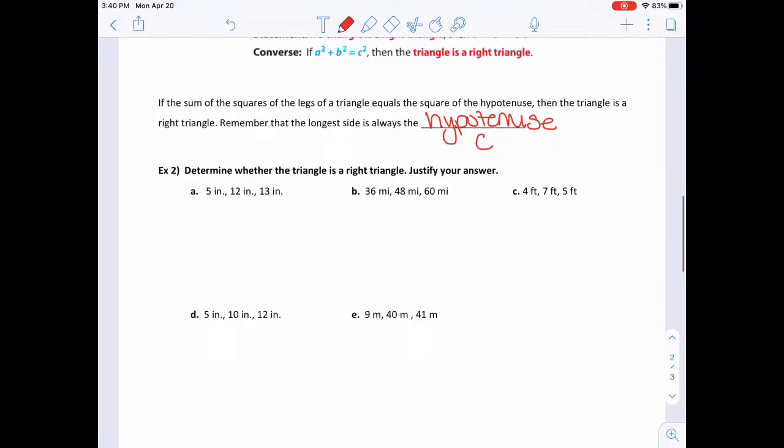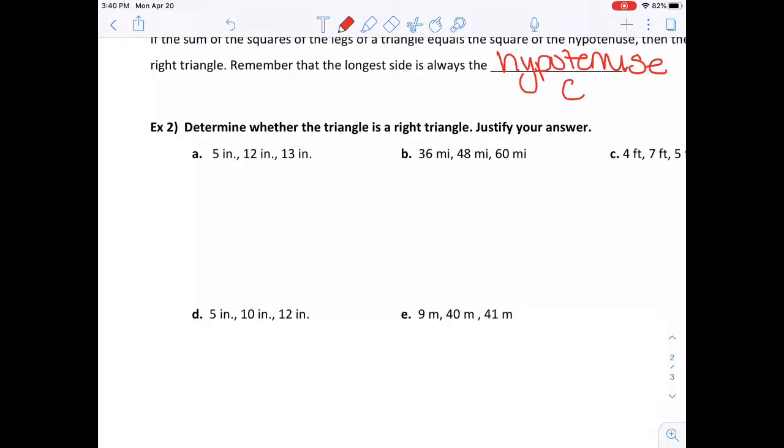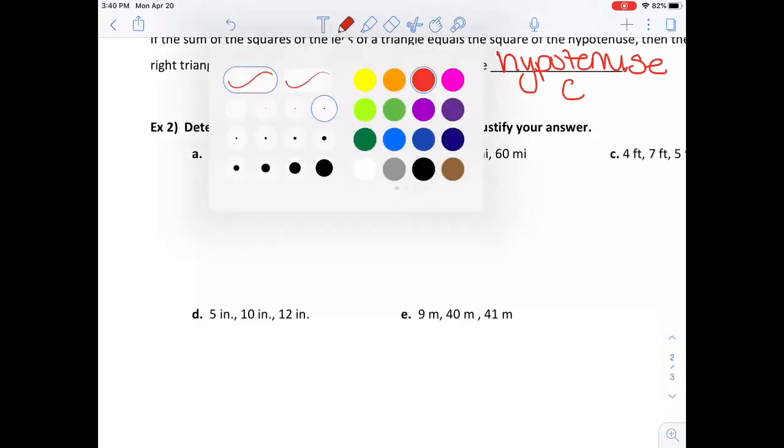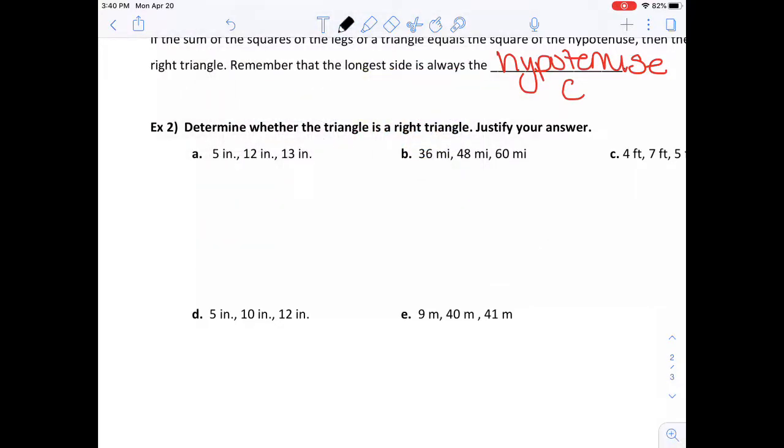Okay, so if you're just given some values, sometimes you're given the triangle, so you can pretend that these are side lengths of a triangle that's already given to you. But in this case, they didn't draw the picture, but we can just go ahead and plug into the Pythagorean theorem because we know that the longest length has to go in for the hypotenuse. So start out by writing the Pythagorean theorem, and we're going to see if a squared plus b squared actually does in fact equal c squared, and if it does, it's a right triangle. So the question says, determine whether the triangle is a right triangle, justify your answer. Okay, so here we go.